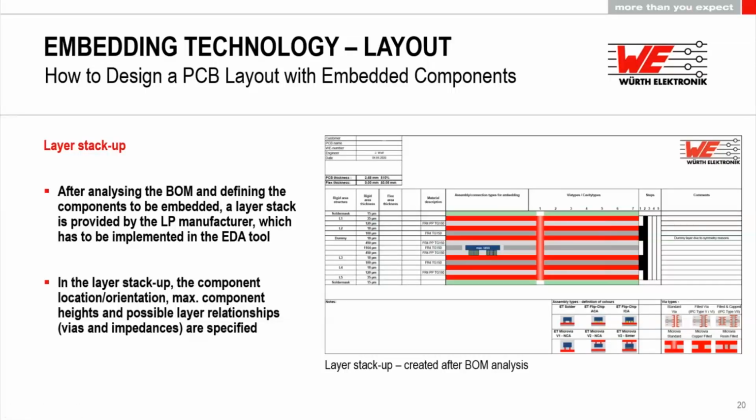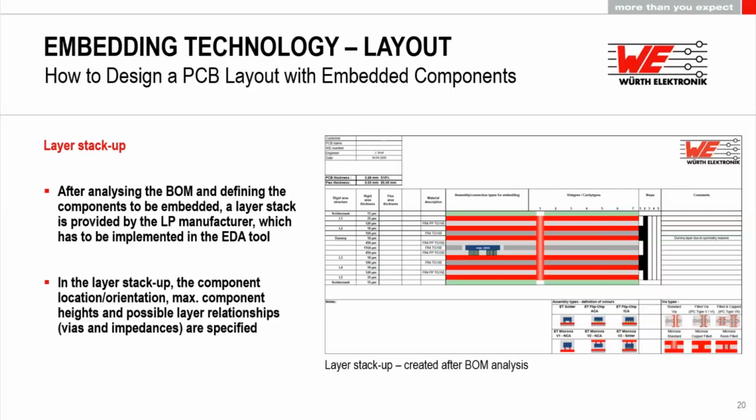In the layer stack up itself, you see that we give you information about the component location as well as the orientation. So, like in the picture shown here, it sits above this core, which consists of layer 3 and layer 4. We also give you the possible layer relationships, either a top to bottom via, a buried via, or a blind via, and we give you the impedance information if you desire, for example, a specific impedance between layer 2 and layer 3, or whatever you want.